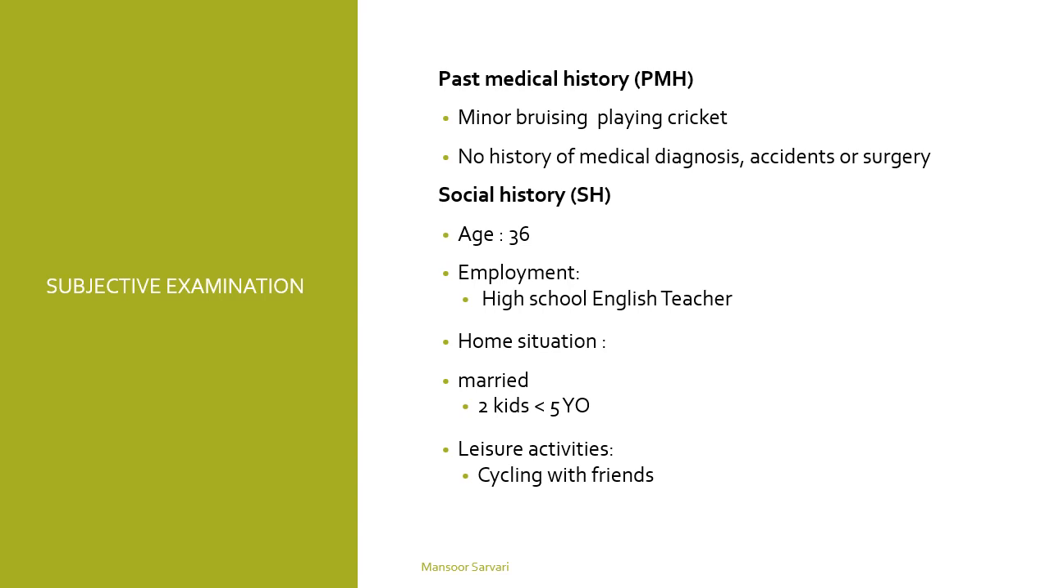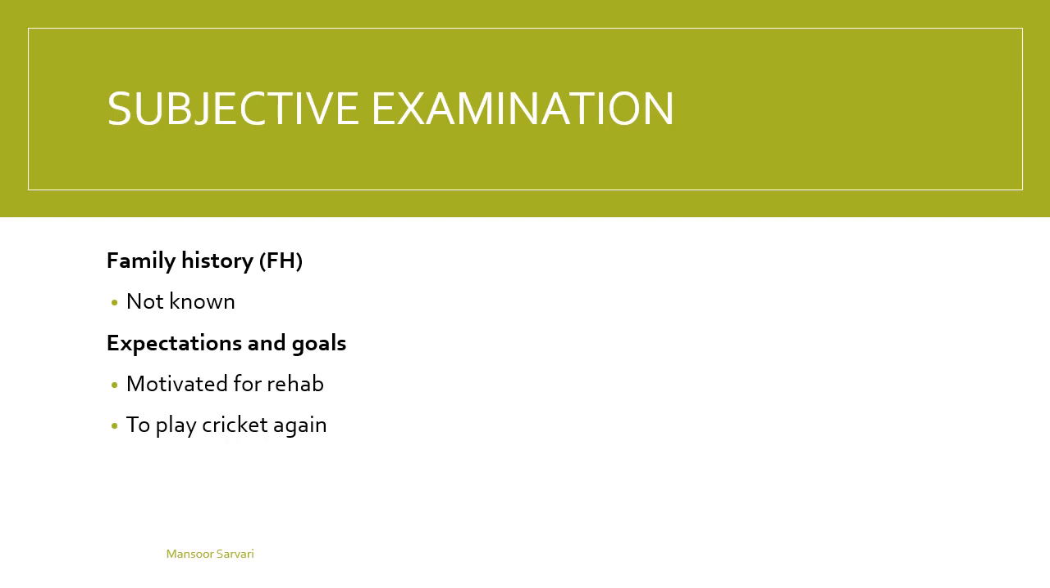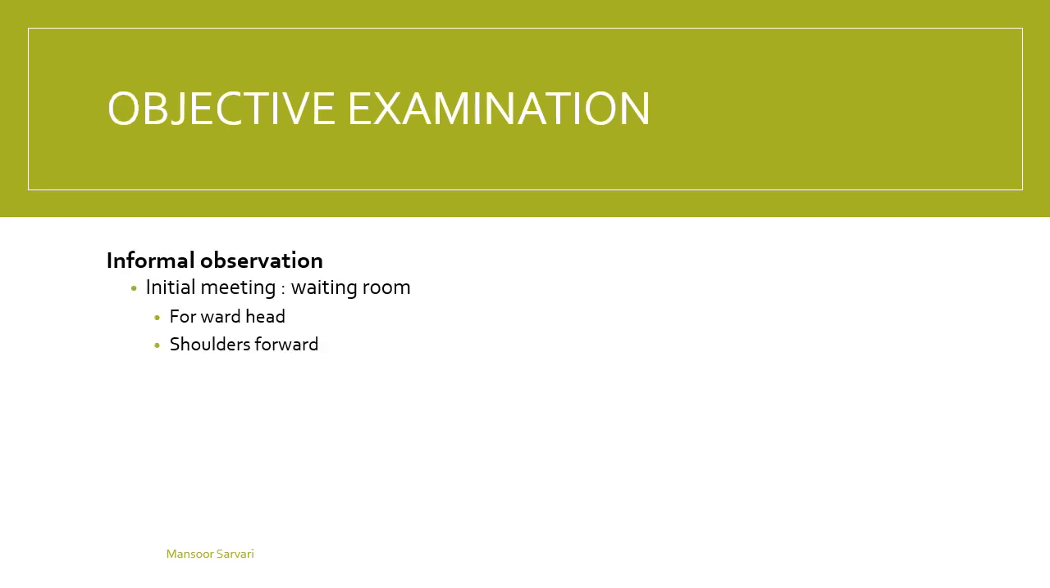His social history: he's a 36-year-old and he is a high school English teacher. He is married and has 2 kids under the age of 5. When he has time, he cycles with his friends. There is no family history of any diseases or medical conditions for Mr. B. He is motivated to participate in rehabilitation so he can then go and play cricket with his friends during the season.